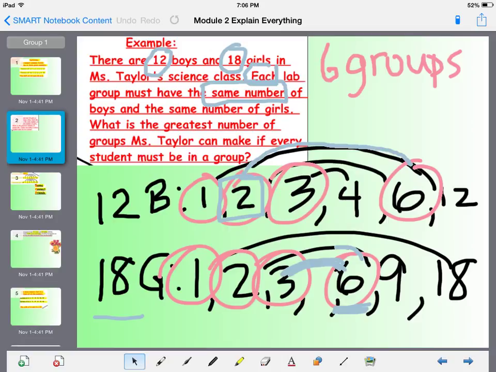So even though there are going to be 6 groups, because there's not an equal number of boys and girls, you're going to have less boys in each group than girls. Clearly, because you have less boys than girls. But in this case, Miss Taylor's science class is assured that each group is going to have the same number of boys and girls in each group.